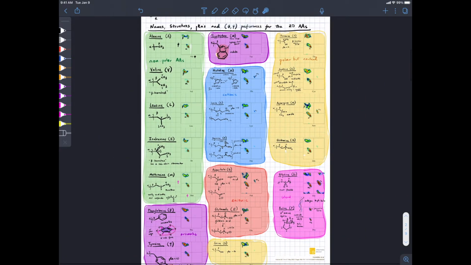Sometimes people call these natural, but there's a lot more amino acids that occur in nature, so natural doesn't really do it.